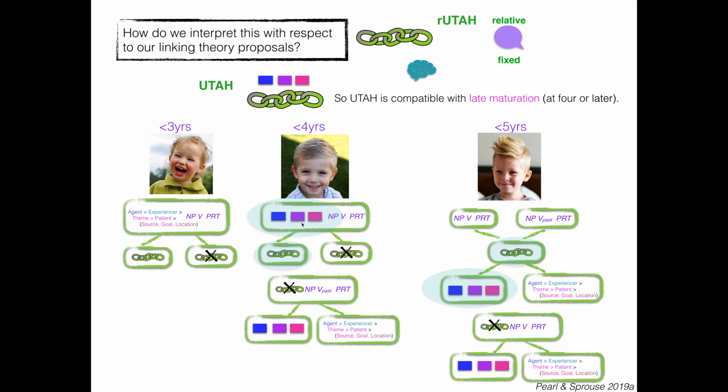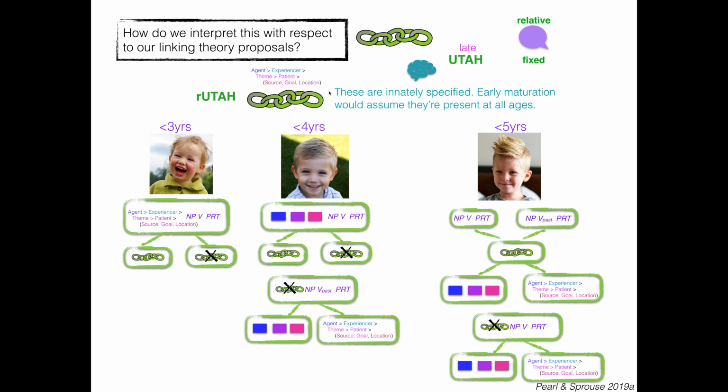What about Mutah? Now, this is the relative representation. So if these are innately specified, early maturation is going to, again, assume that they're present at all ages. We're looking for both of these together, right? At all of our ages. Do we see them? Oh, there's a problem. So at 3, life is good. You have your relative representation. You have your link. Fantastic. At 4, you have your relative representation, but then you can't have the link. You can have the link, but then you can't have the relative representation. They're not together at 4. They're back together at 5, right? So this is kind of weird.